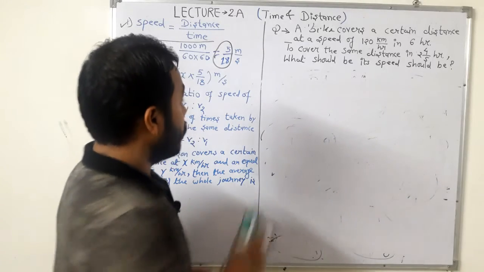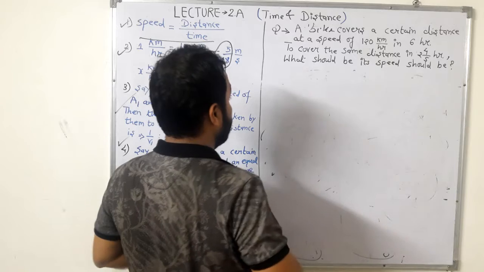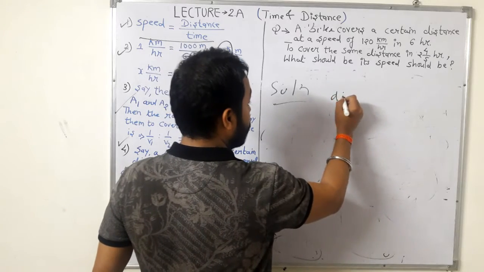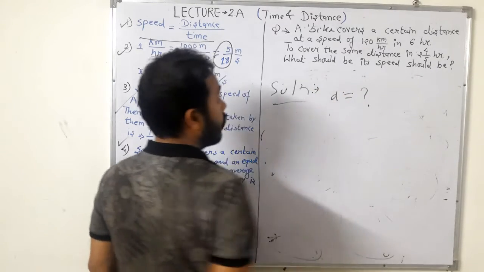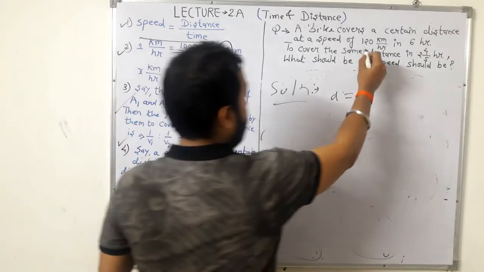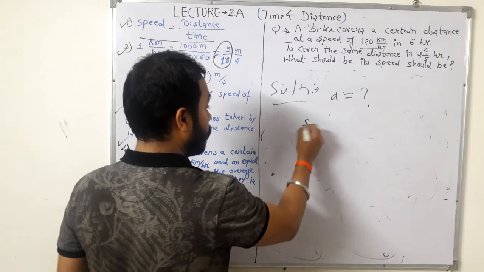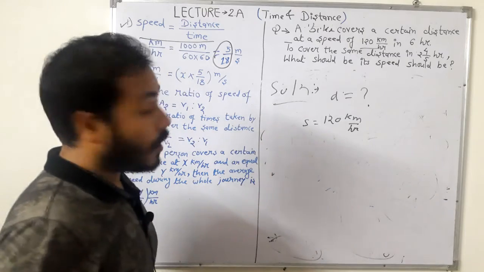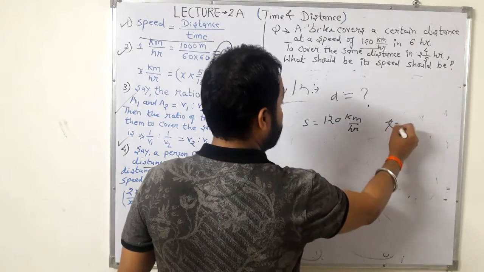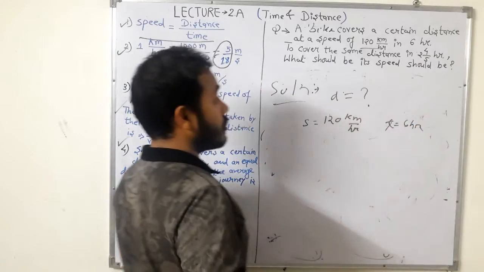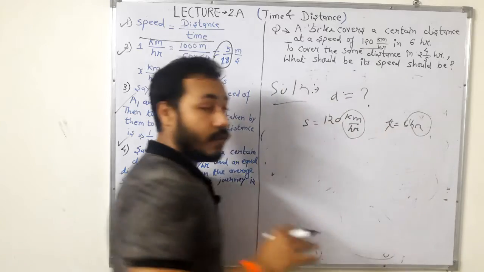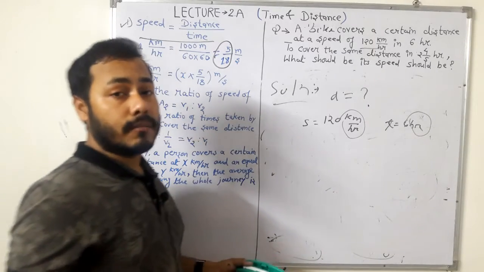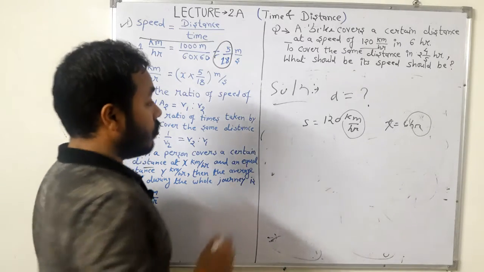So what happens, the question is asking, first we have no idea about the distance, isn't it? So first we need to calculate the distance. Say the distance is d. So it is given the speed is 120 km per hour and time is 6 hours. So no problem with that because the units given are the same. If it is given in kilometer per hour and the time in seconds, then we need to convert. But in this case, we don't need to convert because all the units are the same. So it is very easy then.